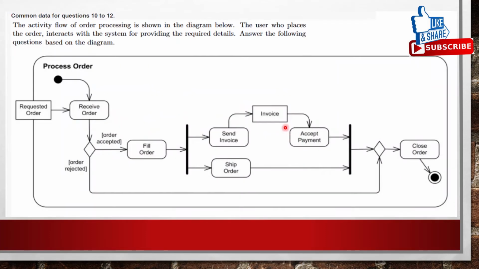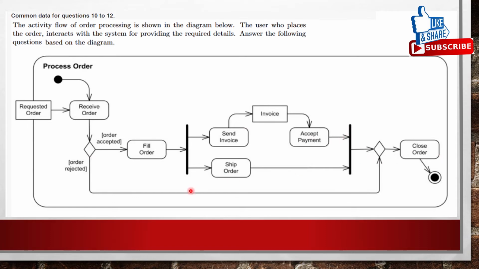This is the common data for questions 10, 11, and 12. Here we have an order processing system. The order is requested, and the order is received. Based on this, we have order rejected or order accepted. If the order is rejected, then we go for close order. If the order is accepted, fill order, send invoice, ship order, accept payment. This is regarding the order processing.